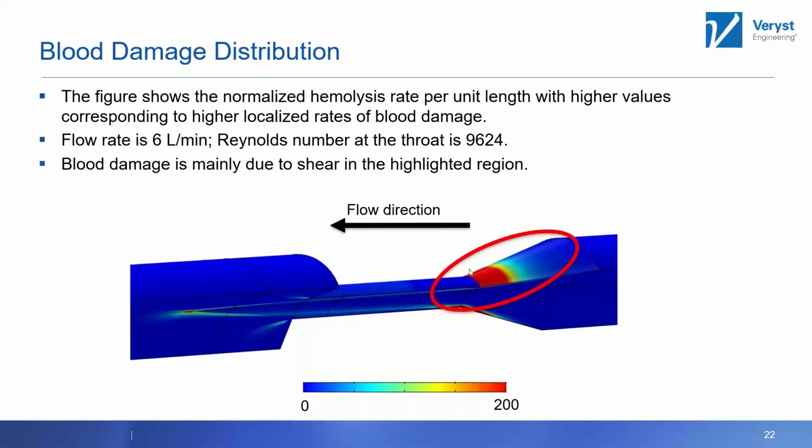This figure shows localized rates of blood damage. The flow is moving from right to left. The simulation predicts that most of the blood damage is occurring right here. The immediate solution is most probably to reduce the slope here. Then you will reduce the shear and you will get less blood damage.